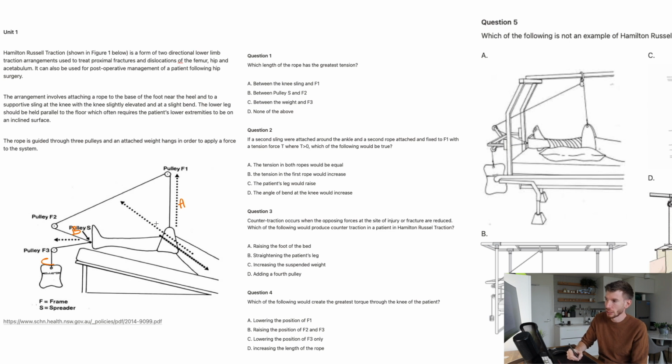So any weight pulling down here and any weight pulling down this end is going to be transmitted throughout the entire rope. So it's actually a bit of a trick question. It is just D. It's none of the above. We can't say one of them has the greatest tension. They all have equal tension throughout the rope.